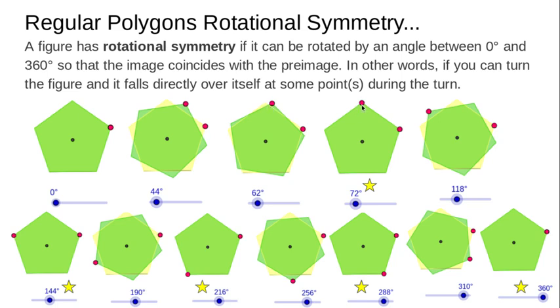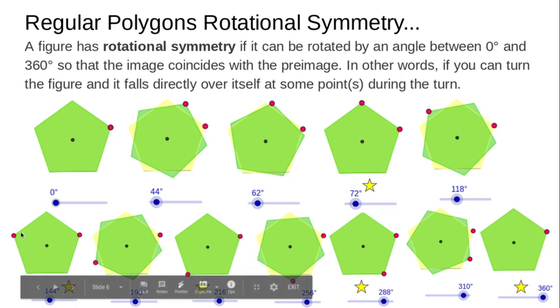So I kept turning, and at 72 degrees, the green shape is exactly over top of the yellow, which remember back here, the yellow was representing the original shape. So it's right on top of the original shape. It's right on top of itself. So 72 degrees is an angle of rotational symmetry because it falls right on top of itself. So then I kept turning. So I went from here, kept turning to the left. Here's 118. You'll see the green is not on top of the yellow.